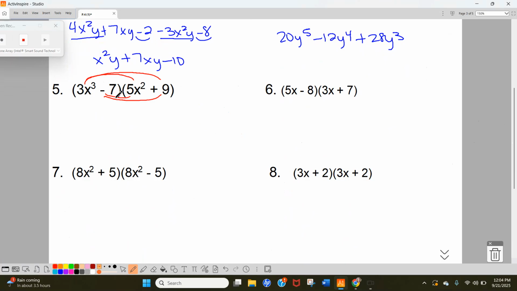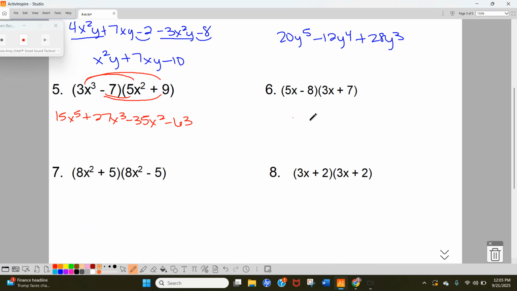That's what's really happening. So here we get 15x to the fifth. Here we get 27x to the third. Here we get negative 35x squared, and then negative 63. And then you may or may not have like terms. In this one we do not, so we are done.